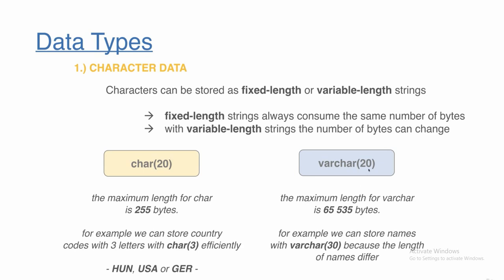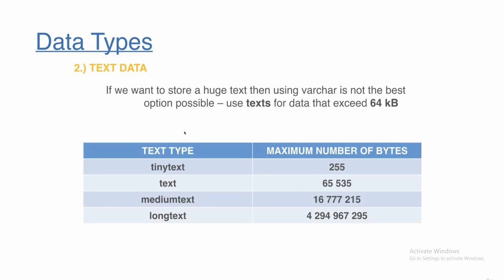For example, varchar 20 means that we can store strings up to 20 bytes. But of course, if the given string is just 4 bytes, then we will use 4 bytes exclusively. So that's the difference between fixed length and variable length strings. Okay, what if we would like to store a huge text?